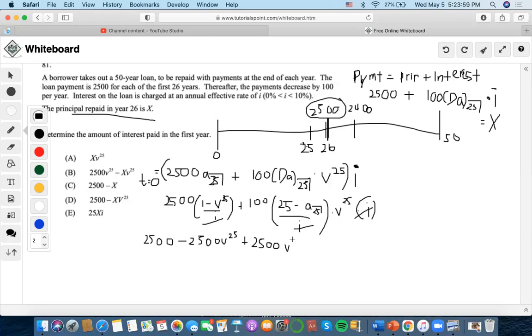So 2,500 v to the 25 minus 100 a angle 25, and then v times v to the 25. Now let's simplify. We could cross these out, and we end up getting 2,500 minus 100 a angle 25, discounted back to 25, right?